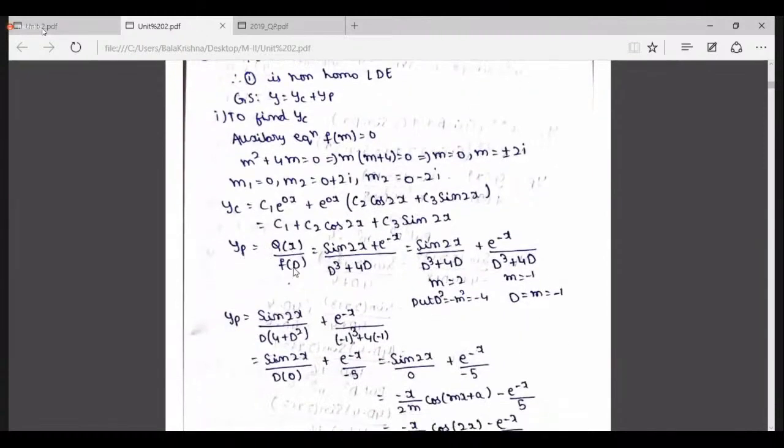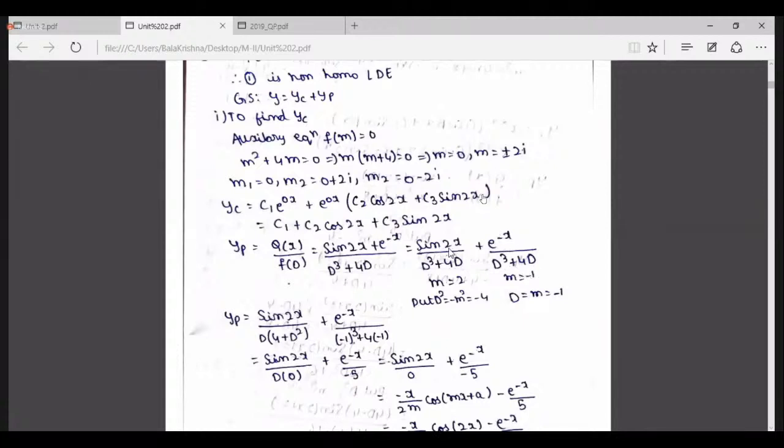To find the particular integral, which is nothing but Q of x by f of D, split it like this. Now here sin 2x is of type 2, and e power minus x is of type 1, the e power mx form. So you know the procedure. When it is in the form of e power mx, you should substitute D with that m, that is minus 1.